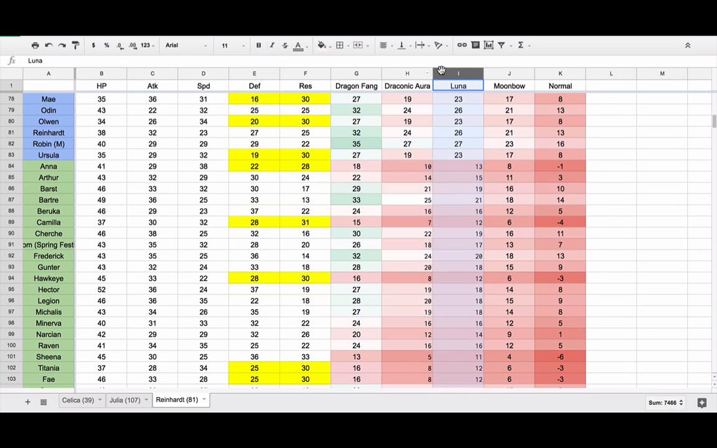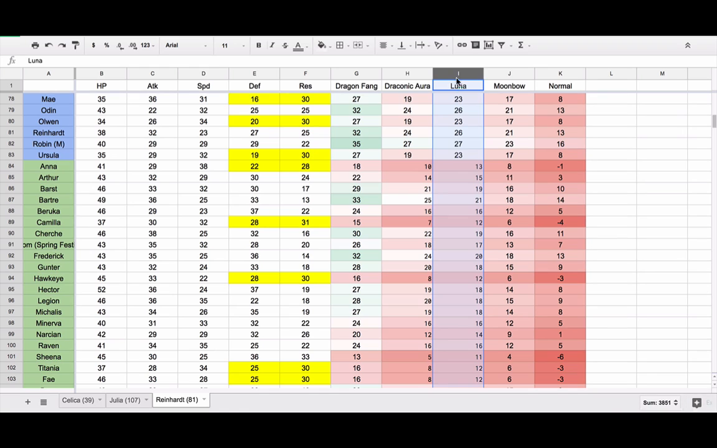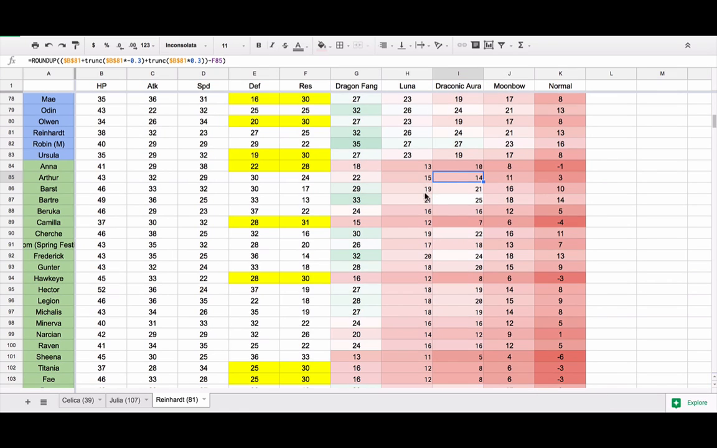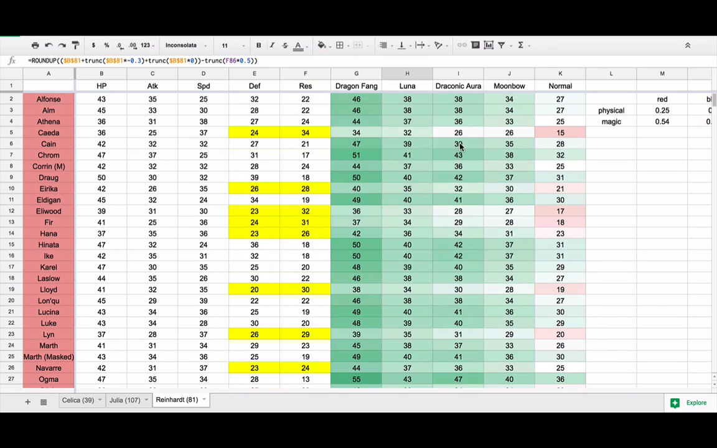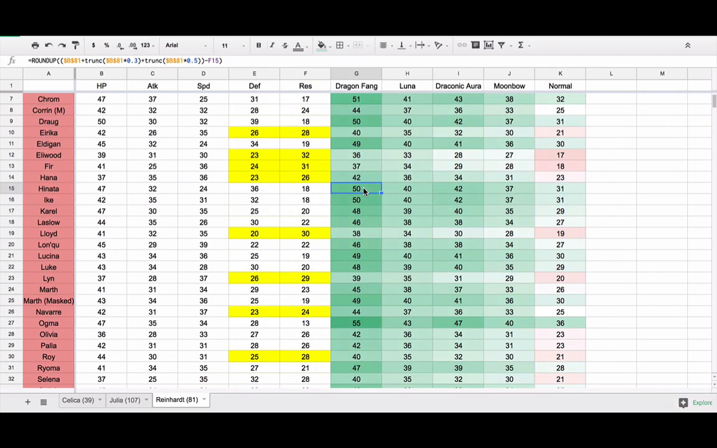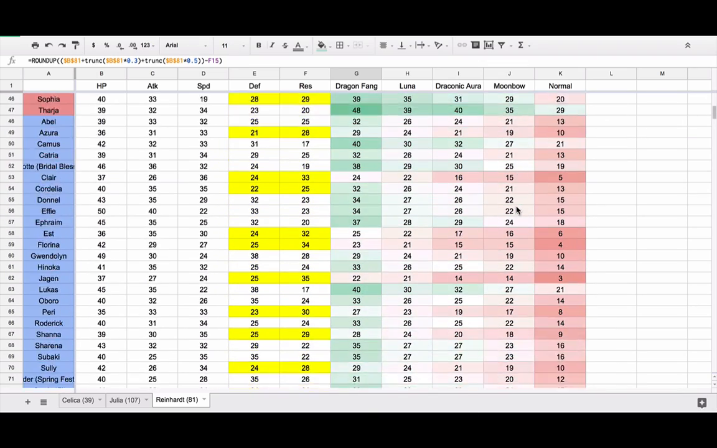we're going to switch these columns, because Luna is more comparable to Dragon Fang and Draconic Aura is more comparable to Moonbow. Oops! Hopefully that didn't totally screw up the numbers. Nope, it didn't. Okay. We'll just drag this column over here while it recalculates everything. And I don't know why the formatting here changed, but it did. So for these two, you can see this, okay, the red is a bad example because Reinhardt just does a lot of damage to the red units, but, like, blue.